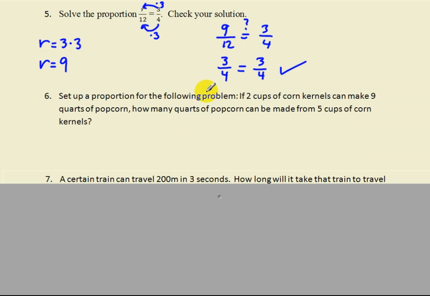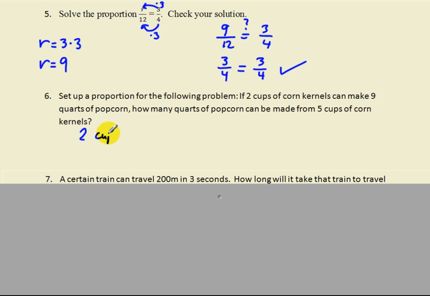Set up a proportion for the following problem. If 2 cups of corn kernels can make 9 quarts of popcorn, how many quarts of popcorn can be made from 5 cups of corn kernels? And notice here, we're not actually asked to solve the problem, we're just asked to set up a proportion for the following problem. So here, match your units.